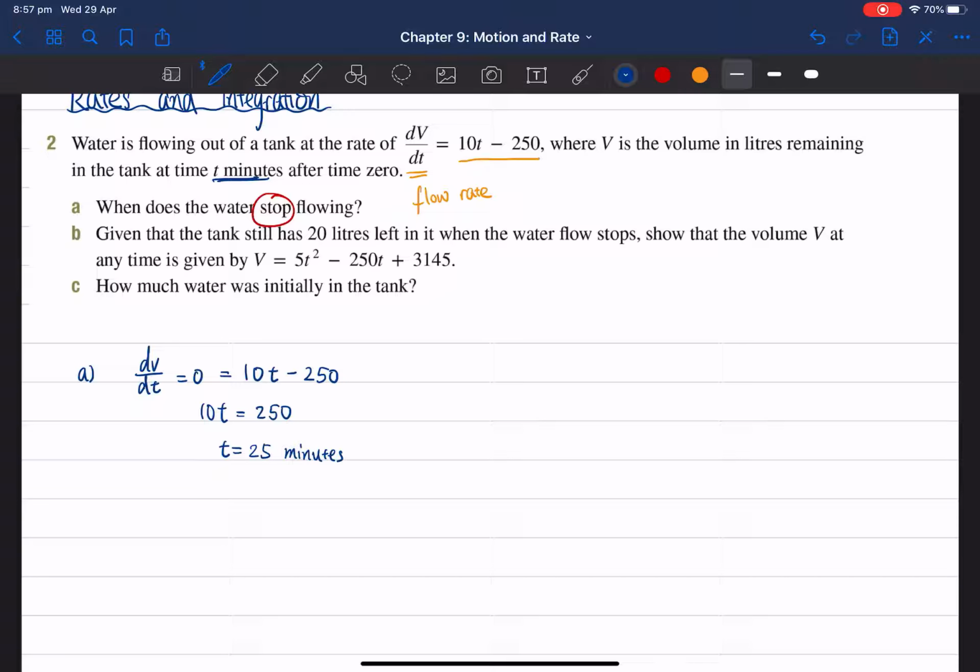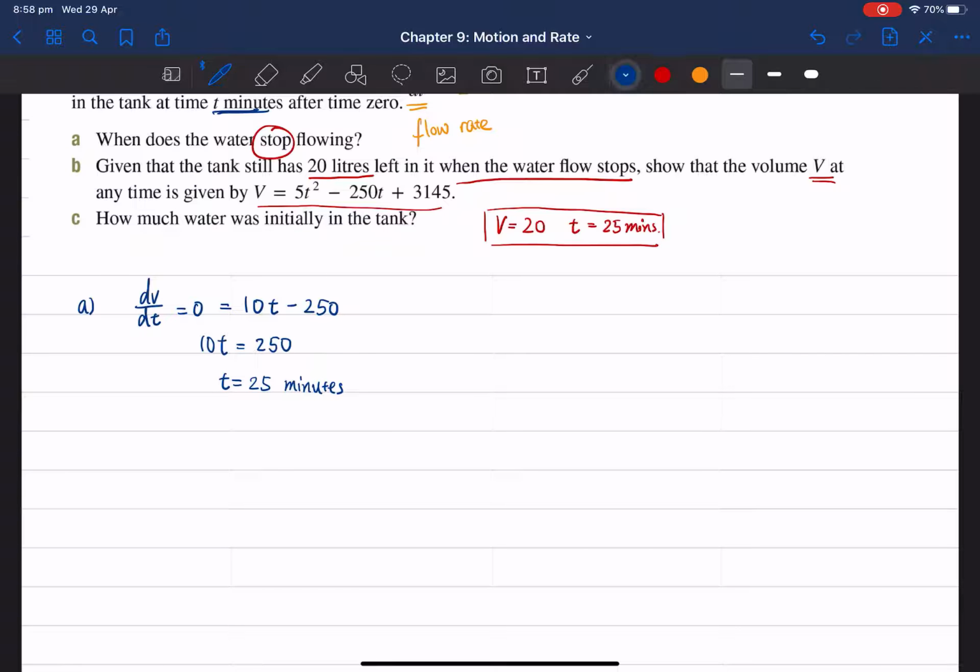Second question, given that the tank still has 20 liters left when the water stops flowing. From this information, I will write down V, the volume, is equal to 20 liters when the time is equal to 25 minutes, something that we found out before from question A. Then the question says, show that the volume V at any given time is equivalent to this expression. Well, that just means that they ask you to integrate, because previously you have dv over dt. Now they ask you to work out what V is in terms of t. And here is the given information that you can use to find the value of c.